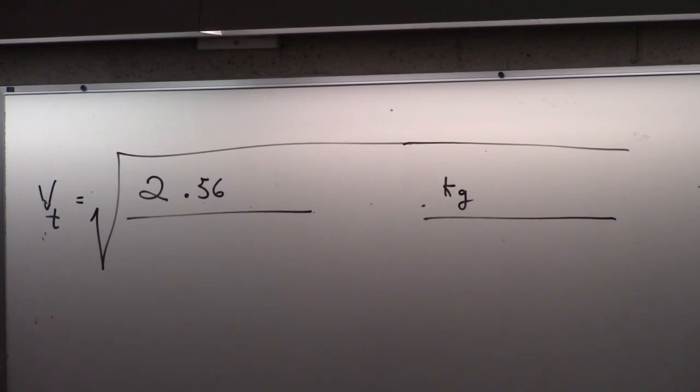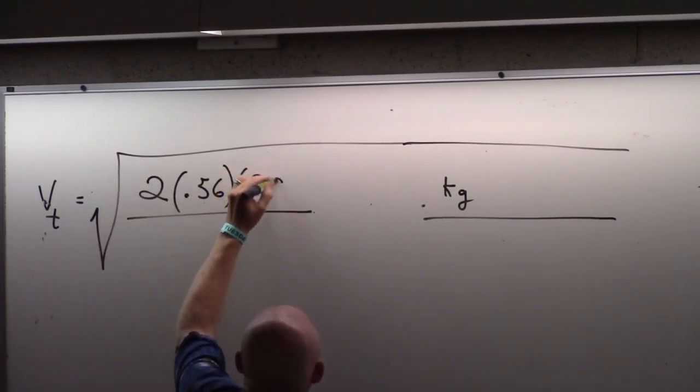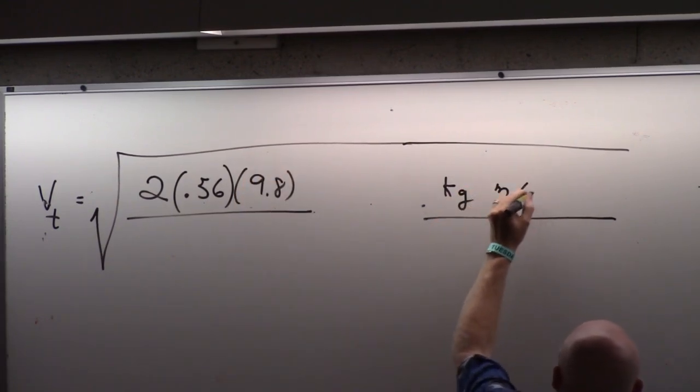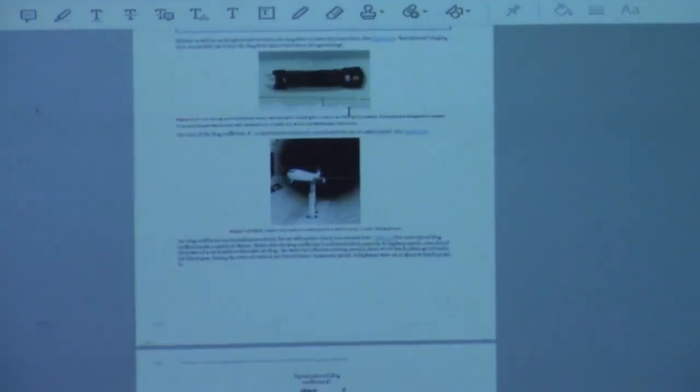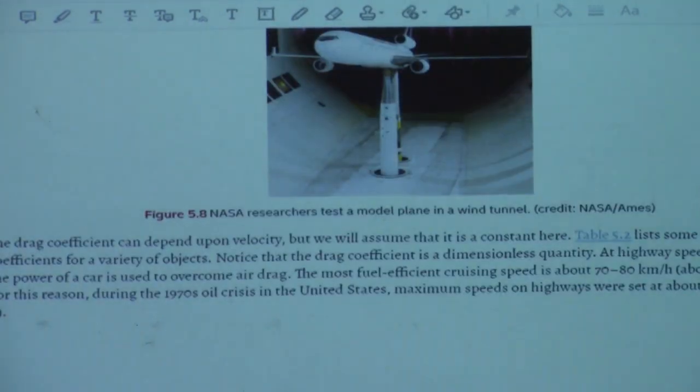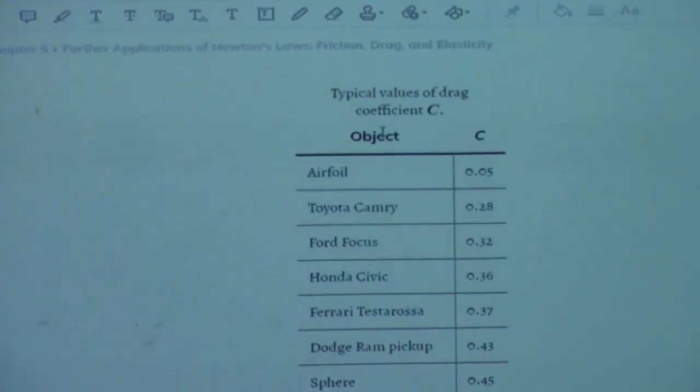G is 9.8 in meters per second squared. C is this coefficient they're talking about. So I guess I got to go back to that chart here. Make this a little smaller. Page up, page up. Make it too small, I might miss it. Not there, not that chart. Oh, maybe that was the chart. Yeah, typical values of the drag coefficient here.